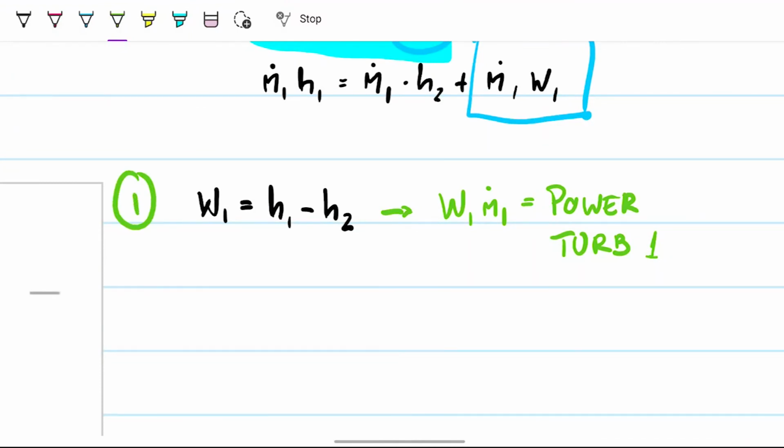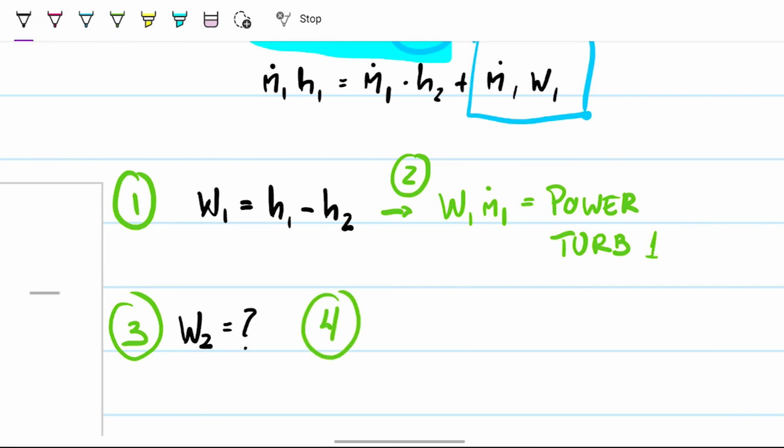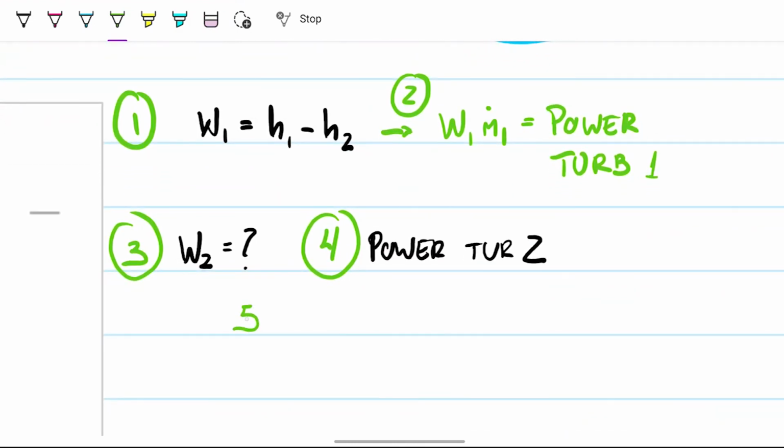Let's put this down. This is step 1. Step 2. Step 3 is what is work output 2. And then step 4 will be what is the power of turbine 2. And step 5 is total power, which is power of 1 plus power of 2. That's the game plan here.